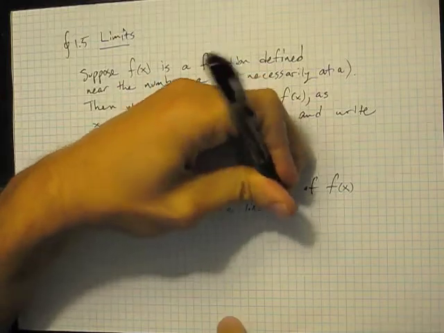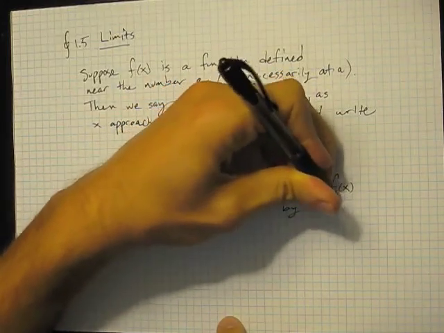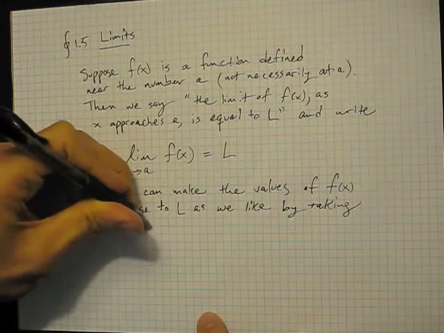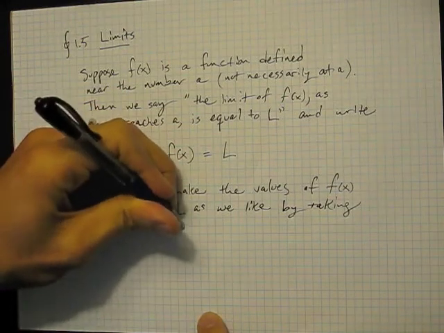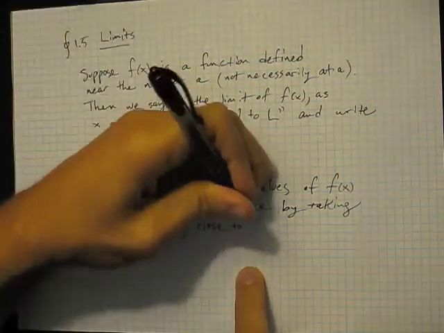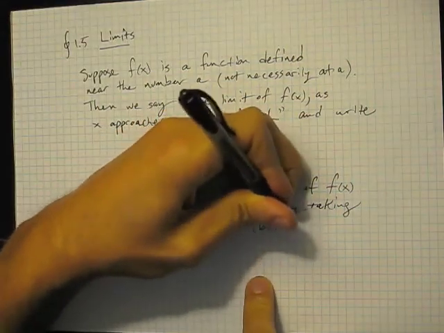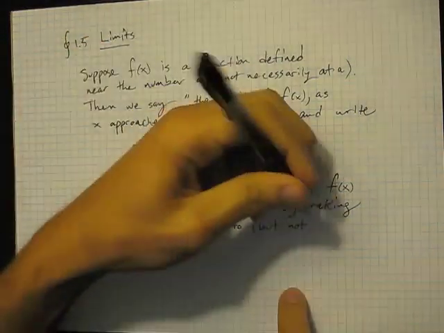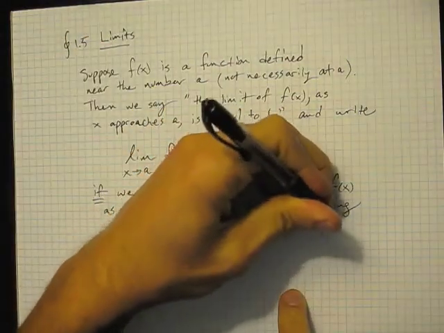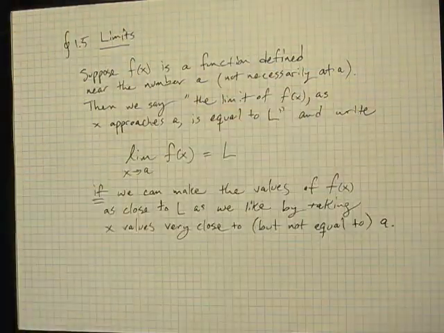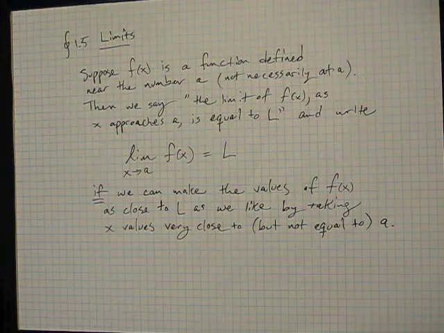by taking x values very close to a. Very close to, but not equal. Remember, we did not assume that f was defined at a, so we have to say but not equal to a. Okay, so this is the definition of a limit.